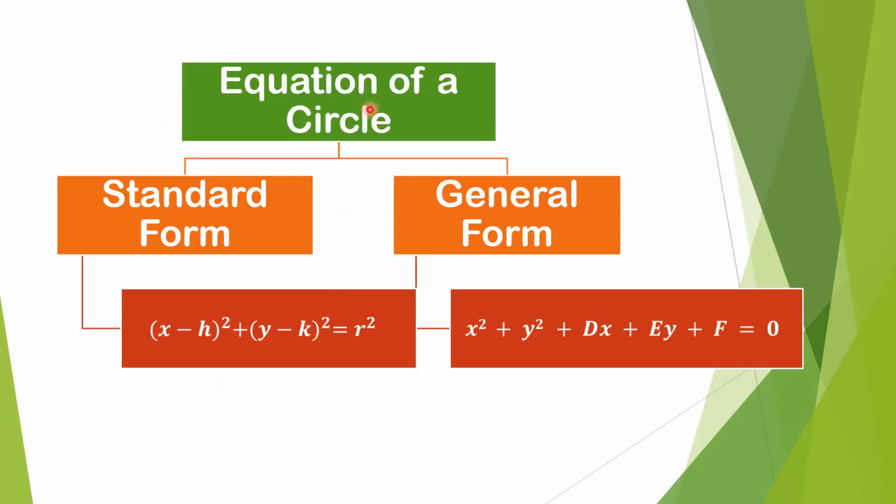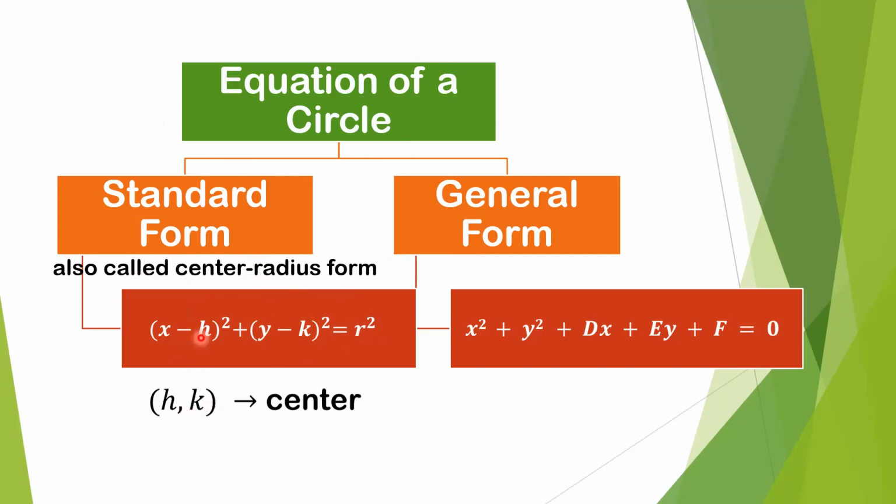So for our equation of a circle, it can either be in standard form or in general form. For the standard form, we have this one, which is also called the center radius form. It's called that way because the center and radius are very obvious. The center here is just h, k. We just have to pick up those numbers being subtracted from x and being subtracted from y, and then pick this number that is being squared on the right side, that becomes our radius.